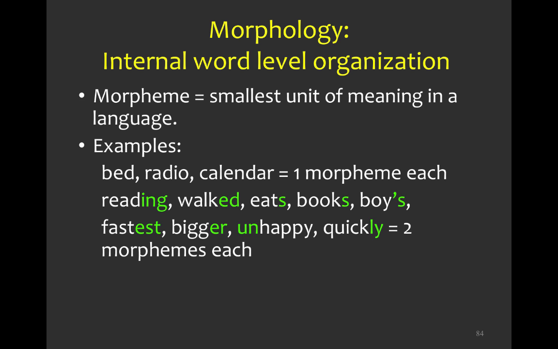Then we have words like reading or walked or eats or books or boys or fastest, bigger and happy, quickly. Each of these examples are two morphemes, since there are now smaller units, prefixes and suffixes, added to the free morpheme, and those prefixes and suffixes are meaningful and now modify the meaning of the word.